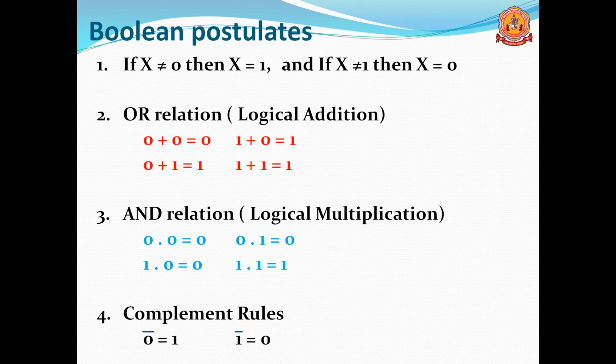The next one is AND relation, logical multiplication. It says that 0 dot 0, dot means AND here, is 0. 1 dot 0 is 0. 0 dot 1 equals 0. 1 dot 1 equals 1, meaning output is 1 when both the inputs are 1. The last one is complement rules. 0 dash is equal to 1, 1 dash equals 0. Remember, that is the complement rules.